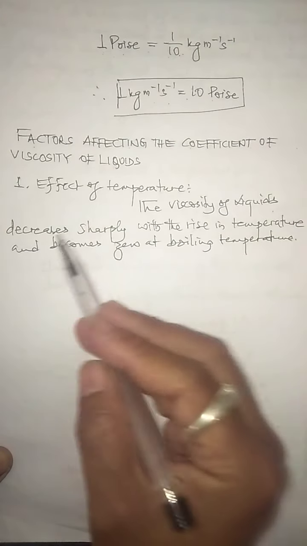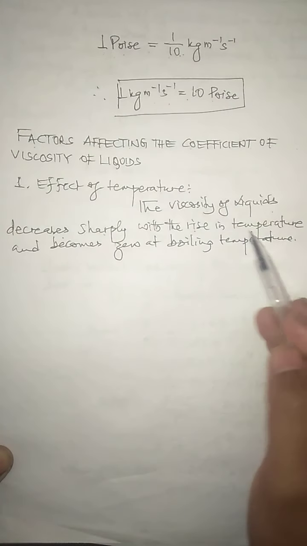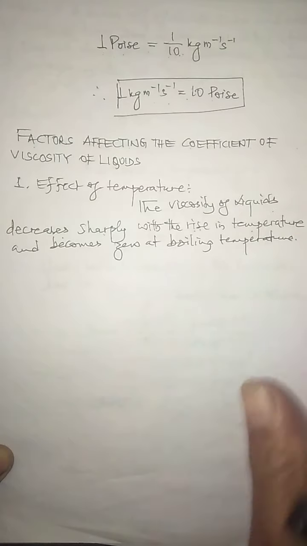To know in what way the temperature affects the coefficient of viscosity: for all liquids, the viscosity decreases sharply with the increase in temperature, or rise in temperature. Means when temperature rises, the viscosity of liquid decreases. That means the liquid experiences less viscous force, so the flow of liquid can increase.